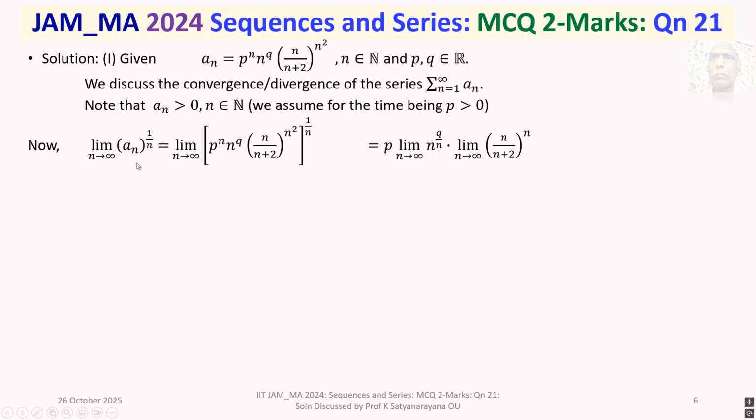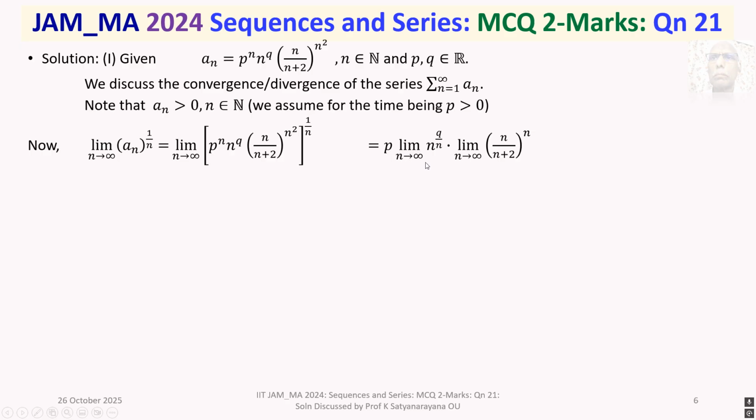Limit n tends to infinity of a_n to the power of 1 by n is equal to limit n tends to infinity of (p to the power n, multiplied by n to the power q, multiplied by (n by n plus 2) whole to the power of n square) whole to the power of 1 by n. So p to the power n whole to the power of 1 by n is p, and n to the power q to the power of 1 by n is n to the power of q by n, and this is as it is, and the power n square will become n now, because n square into 1 by n is n. Now limit p is free from n, therefore p comes out.